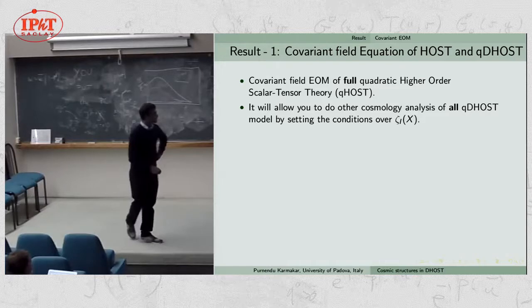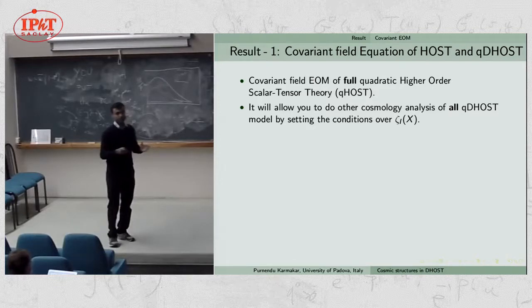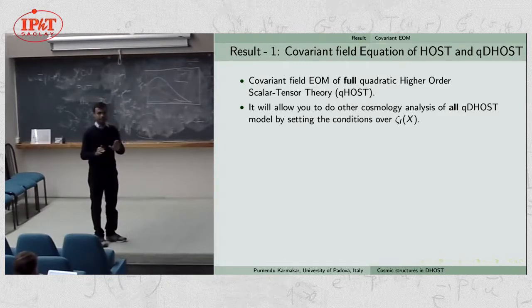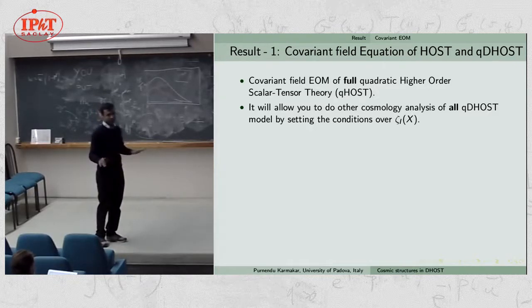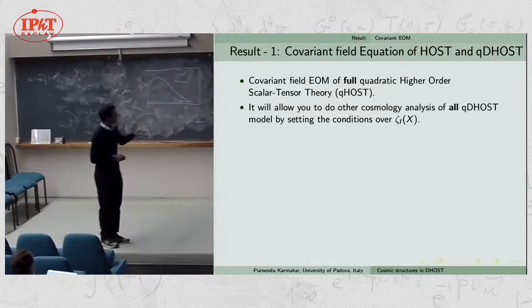The first result is that we have given the full covariant equations of motion so that other people can also do cosmology analysis or some other analysis. We wrote the complete covariant equations of motion, and when we say degenerate theory in quadratic order, it means you can have 3 different classes and also 4 different subclasses inside that. So if you use our covariant theory and put the constraint, you can go to any different class of theory, but today we will be constraining our analysis to class 1A.